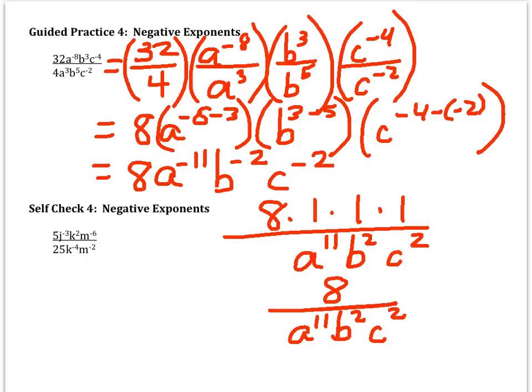Go ahead and try one in self-check number 4. Take your time and consider what you're doing with those negatives. Just keep in mind that you can't have negative exponents, but you need to go ahead and follow my work in the one that I just did. I think that will help you to simplify the one in self-check 4.